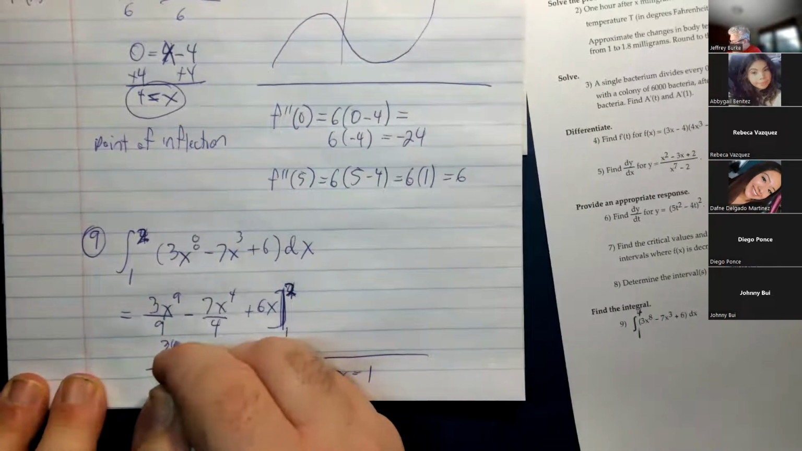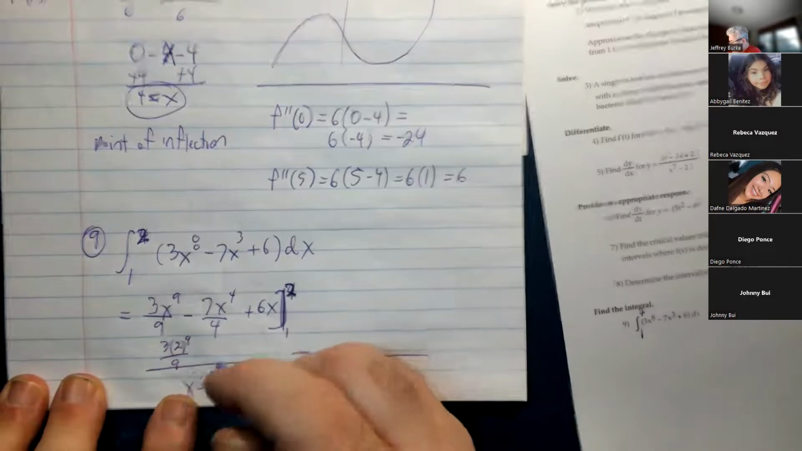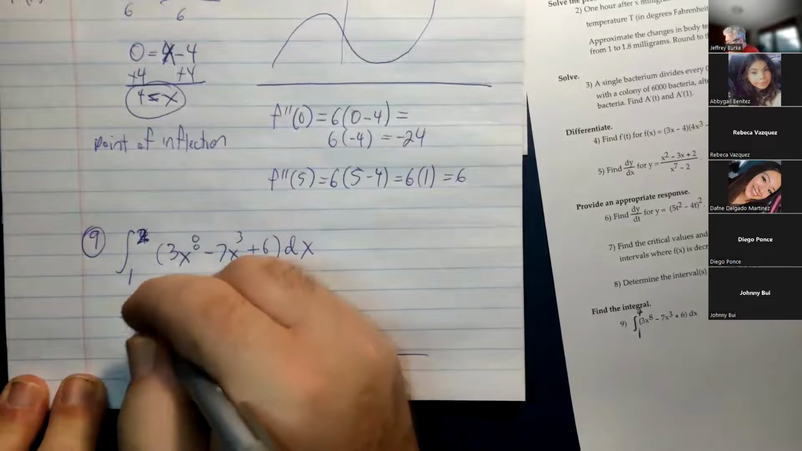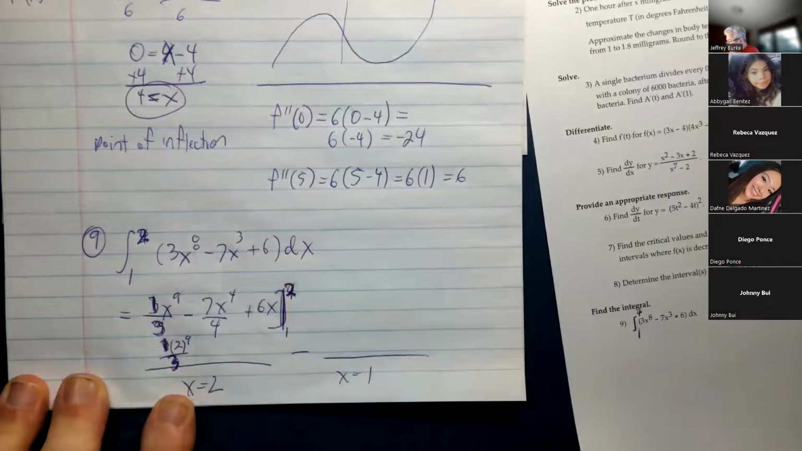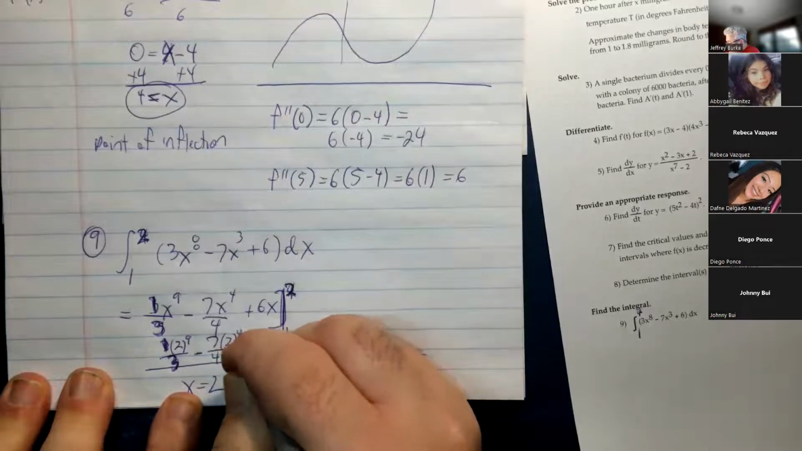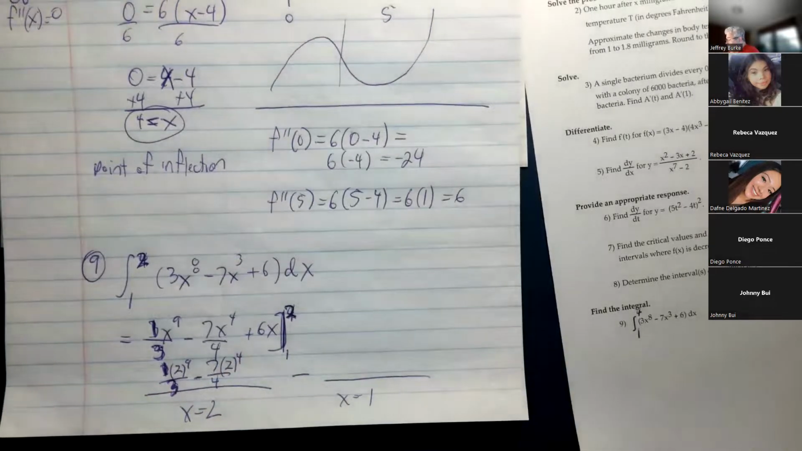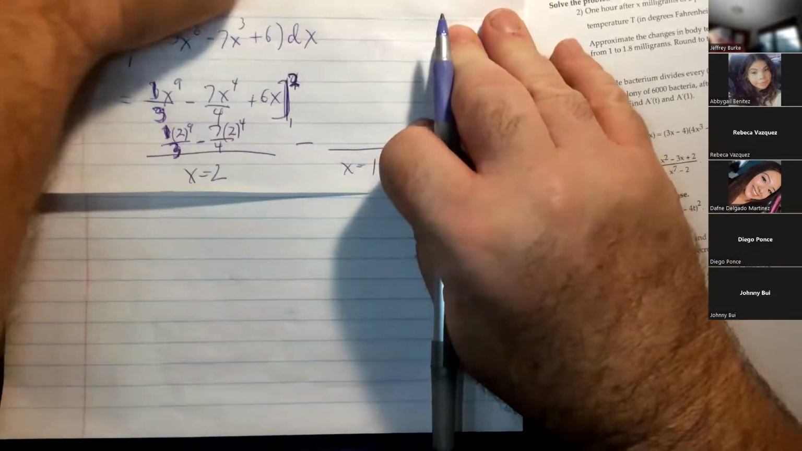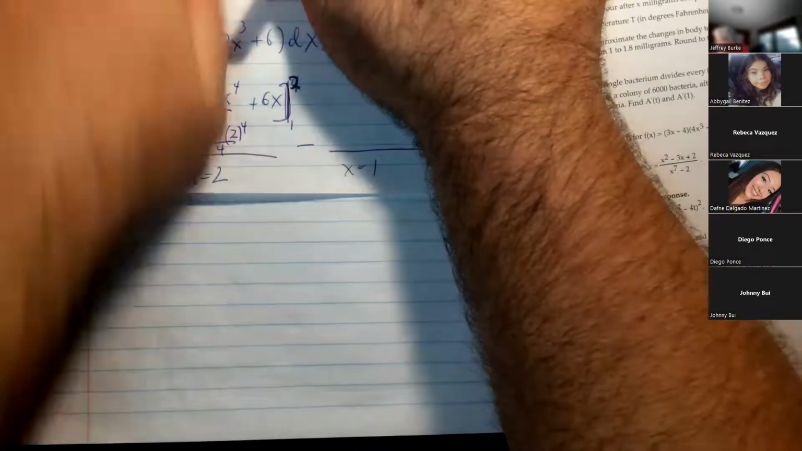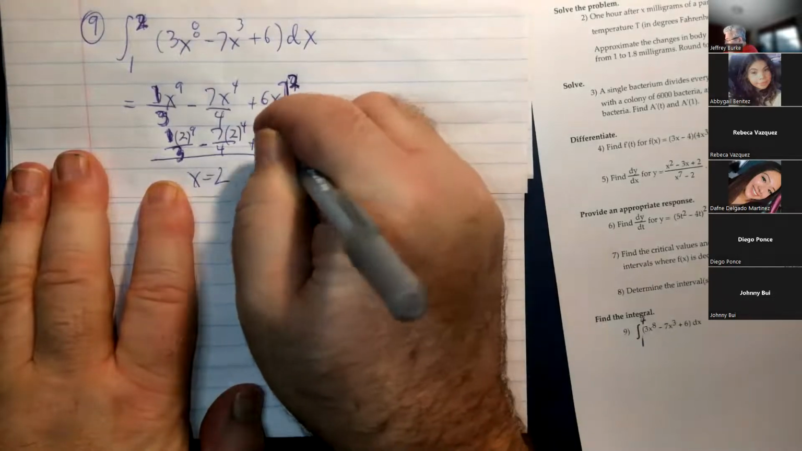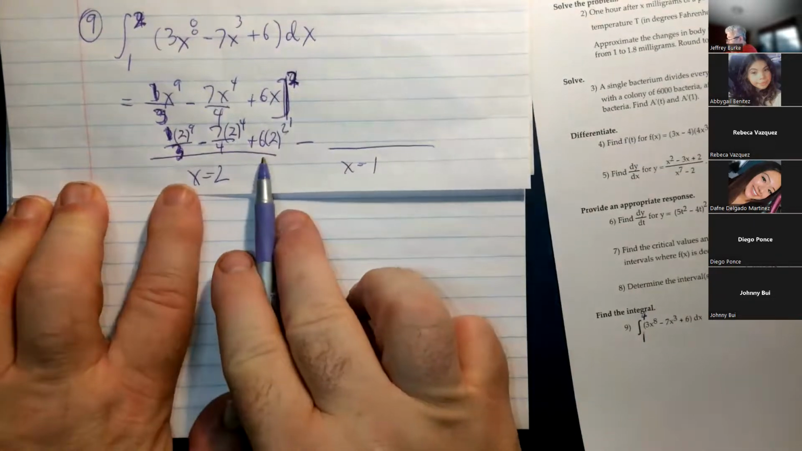So this would be 3 times 2 to the 9th over 9. And actually, I can take this 3 out and just make this 3 if I reduce that. So let me make that 1 over 3 and simplifying that. Minus 7 over 4. This is going to be 2 to the 4th. Oh God, I really should have started this on a separate piece of paper, but I'll move it up a bit. So I have room to be able to work for this. Plus 6 times 2 squared. Now, that's putting 2 in.